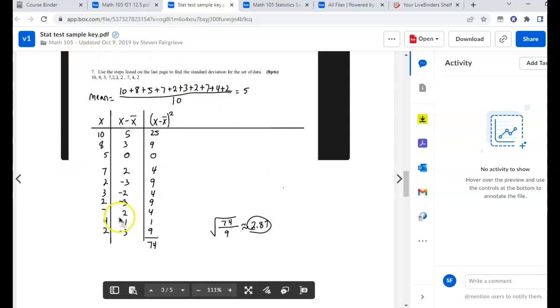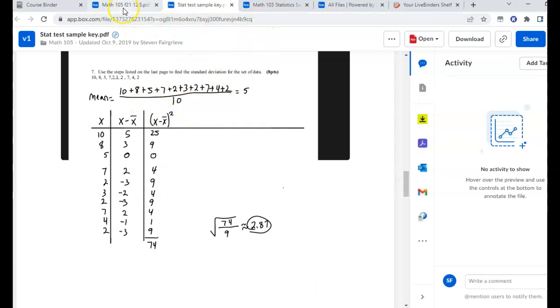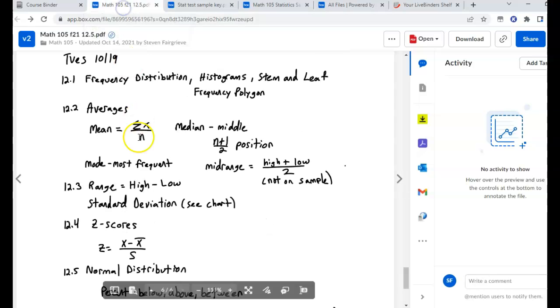So that's what I'm going to be looking for with the standard deviation. Again, those steps are on the last page of the test. You just need to be able to follow them.